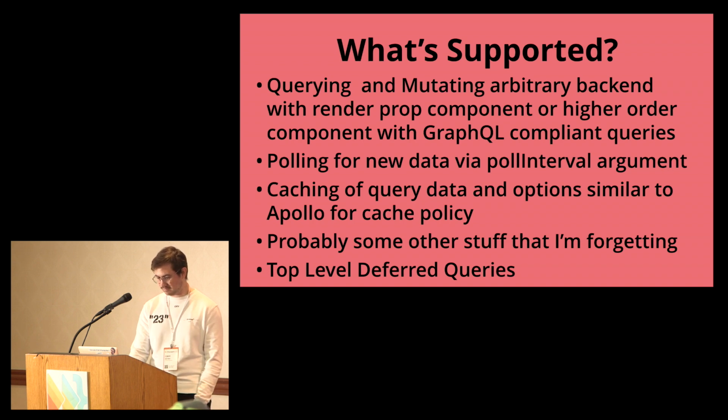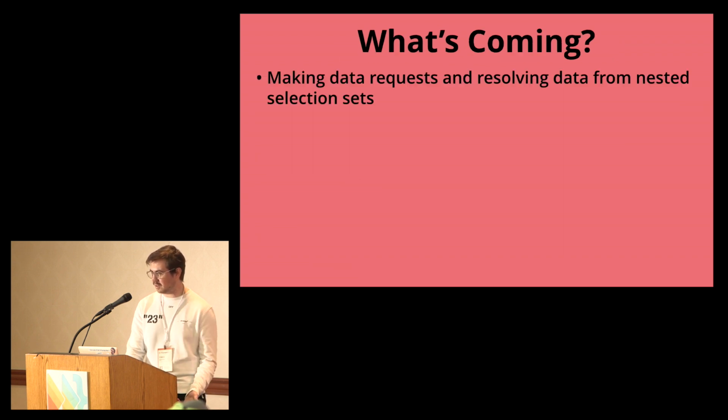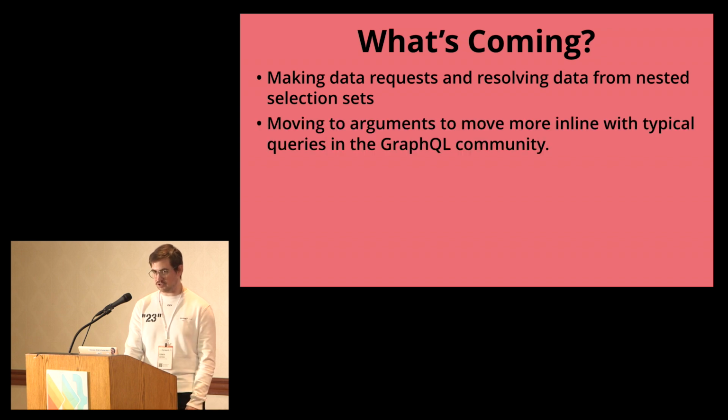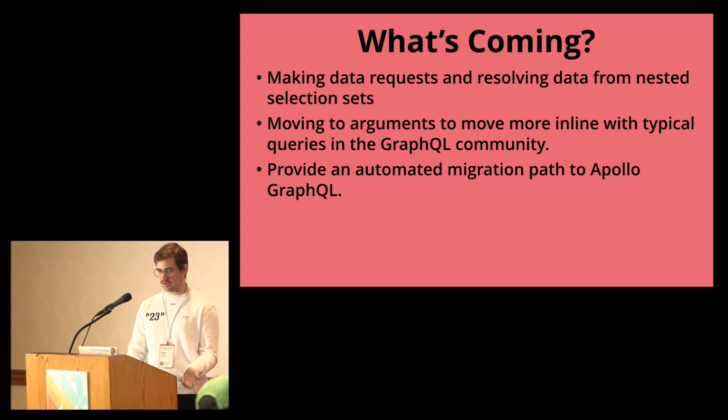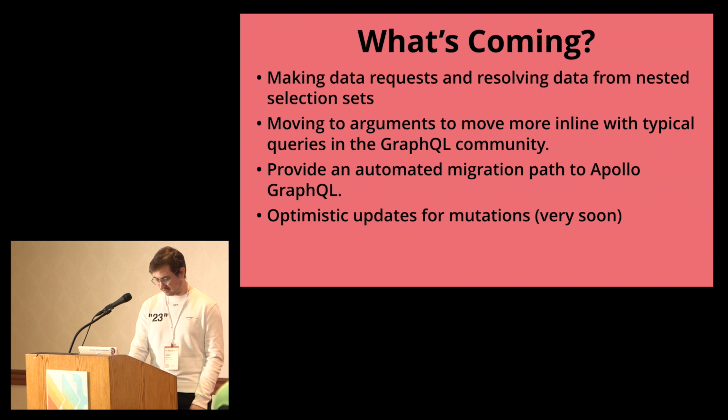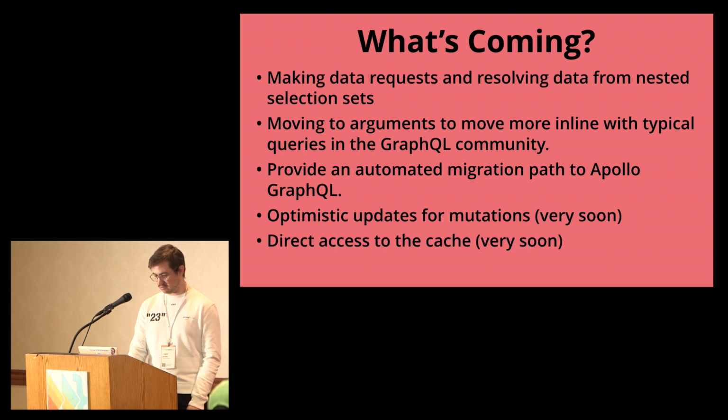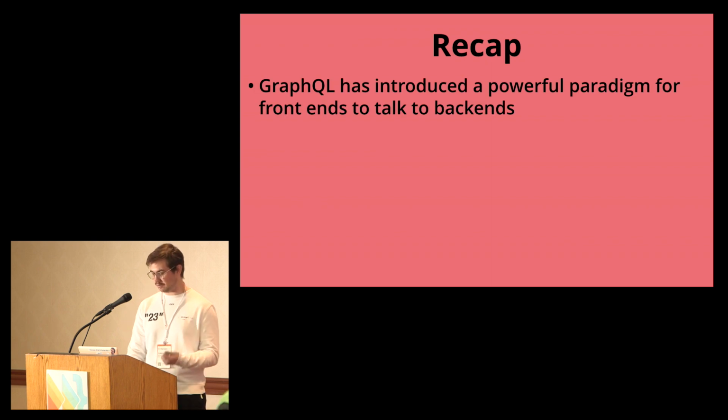So what's coming? Nested selection sets right now are not supported. Just moving to arguments like the Apollo example, so you're more in line with the rest of the community. And then an automated migration path to Apollo, because I think the end goal for everyone should be to be on actual GraphQL, and the easier I can make that, the happier I'll be. And then optimistic updates, which I think I might have already done, and direct access to cache, which also already exists.